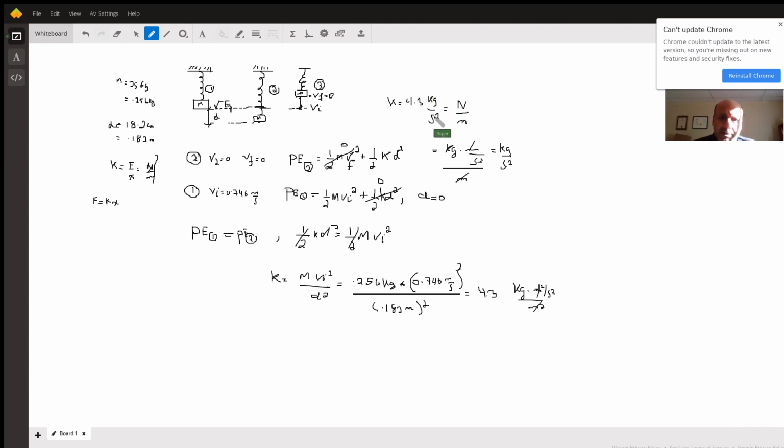And this is the stiffness of the spring. And the stiffness of the spring, or the spring constant, is 4.3 Newton per meter, or kilogram per second squared.